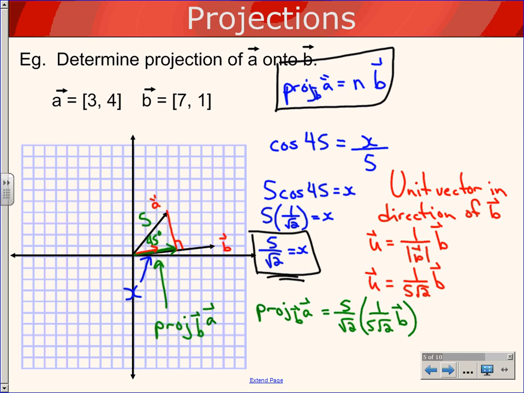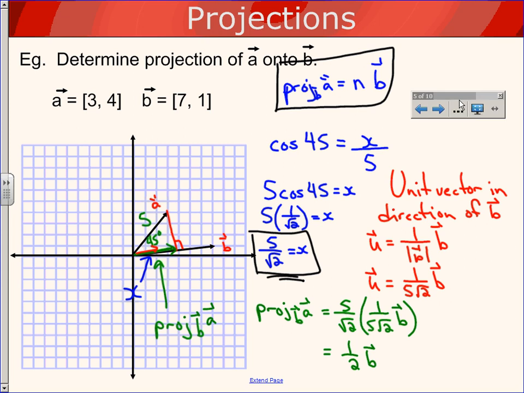And again, I set this up to work out really nicely. This doesn't happen very often, but those 5s, 5 on top, 5 on the bottom, that'll cancel. And then the root 2 times the root 2 is just a 2. So in this example, our projection is actually exactly half of vector b, okay? Which we could write, because vector b was 7, 1. Yep. So the projection is 7 over 2, 1/2.